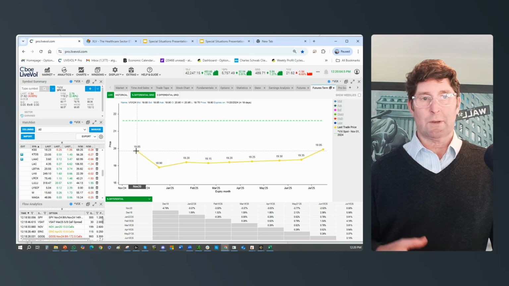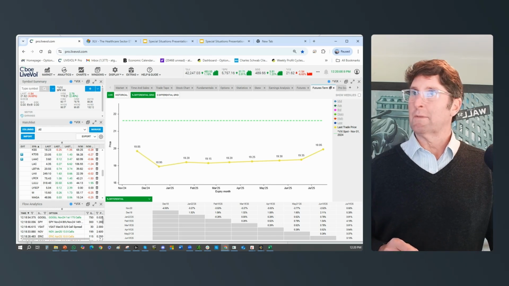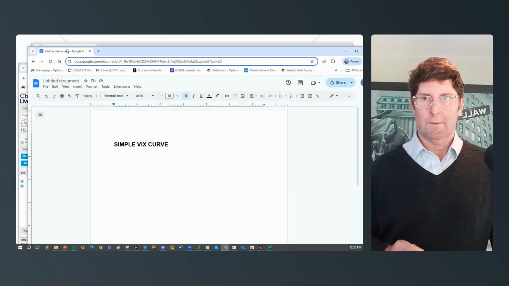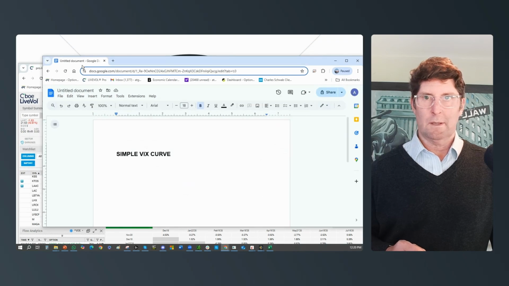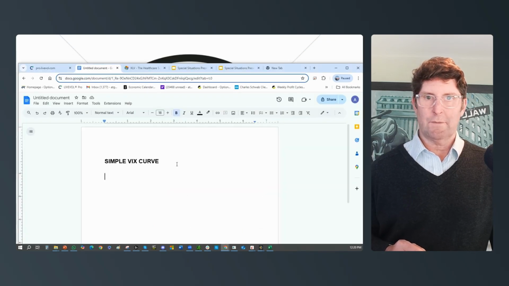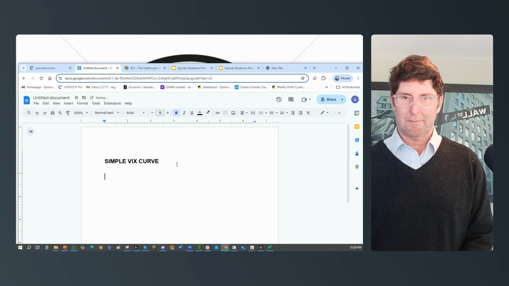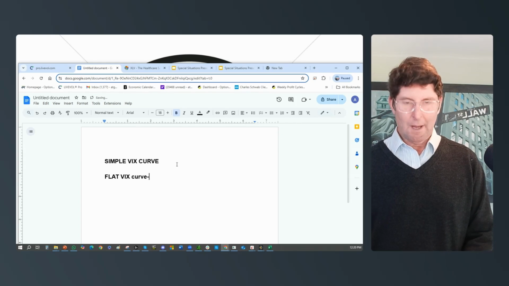This is also what I would call a flat curve. Basically, a flat VIX curve is here, and I got a thing here for you. A flat VIX curve is basically the market saying, I don't know. And we'll go into what a flat VIX curve is, right? I don't know where VIX is going.